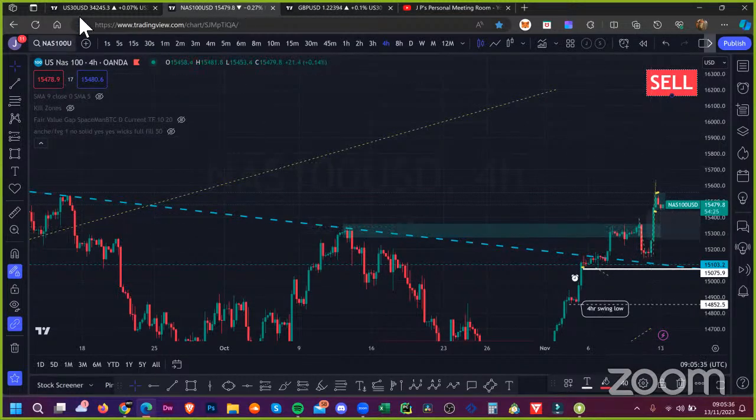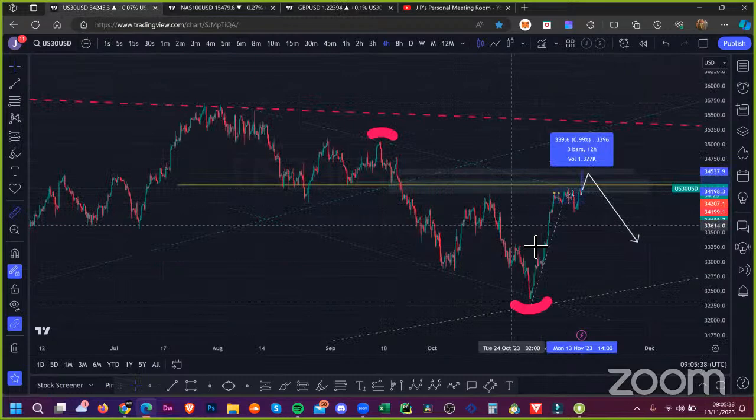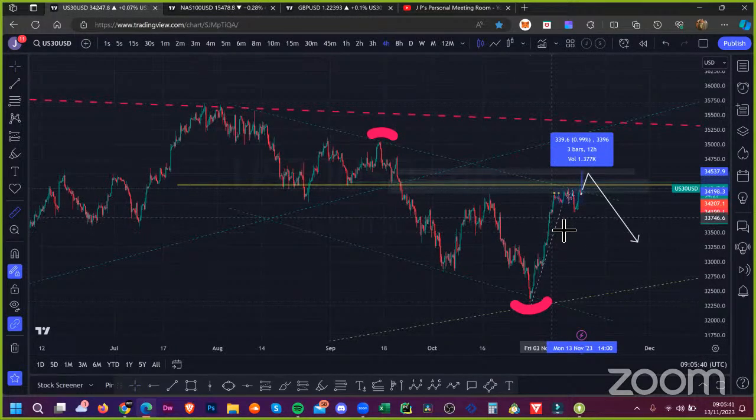The US 30's got a bit more cleaner structure, in my opinion. It's still in check, but we might see it push up in here first into some imbalance levels before further coming down. This would be doing the exact same thing that NAS has done, not respecting this equal high over here, all right, and pushing up again.